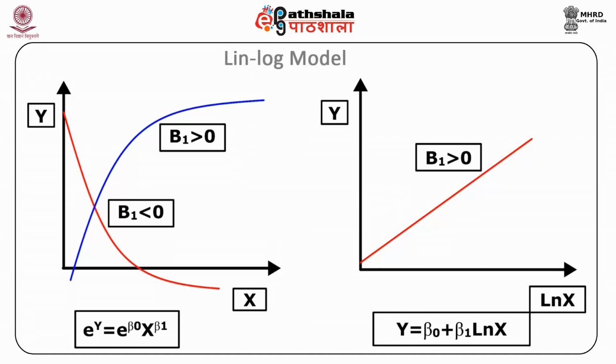The practical question is, when is a Lin-log model useful? An interesting application has been found in the so-called Engel expenditure. Engel found that food expenditures are an increasing function of income, but that food budget shares decrease with income, which explains the non-linearity. Goods with income elasticity which is greater than 1 are known as luxuries, and goods which have income elasticity between 0 and 1 are known as necessities. And Engel found that food is a necessity.